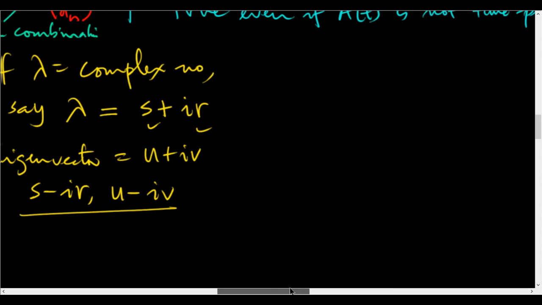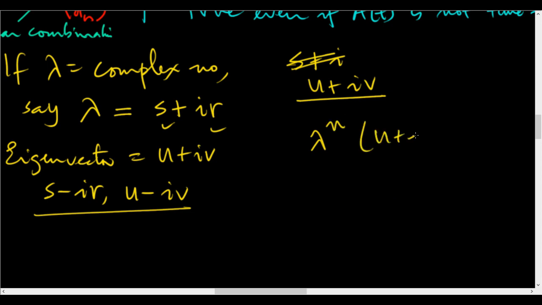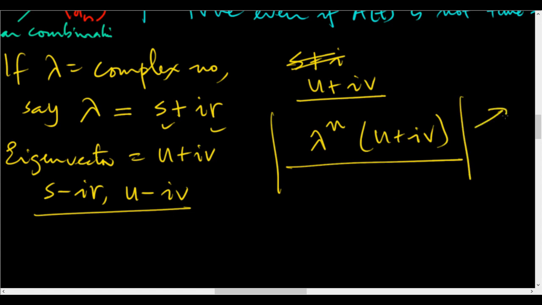I think one way to think about it is to say that I will consider a complex initial condition, which is u plus iv, and then it will get multiplied many times, lambda to the power n times u plus iv, and then in terms of magnitude that will go to infinity. So it will either have a real part or an imaginary part which goes to infinity. At least one of them has to go to infinity.